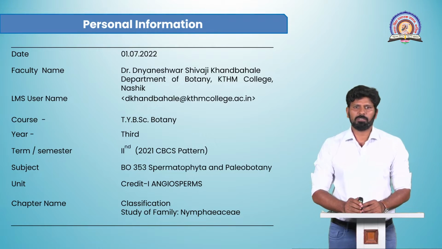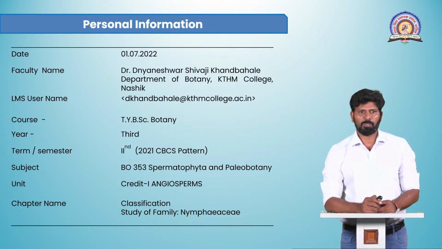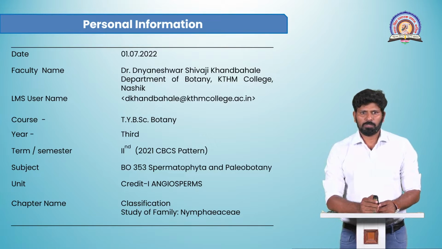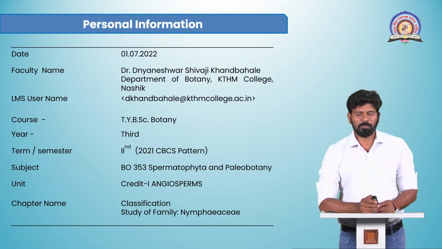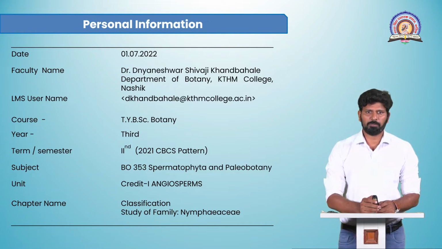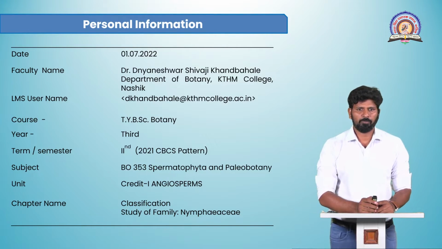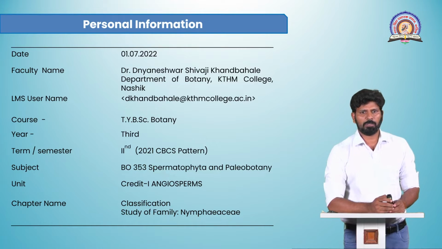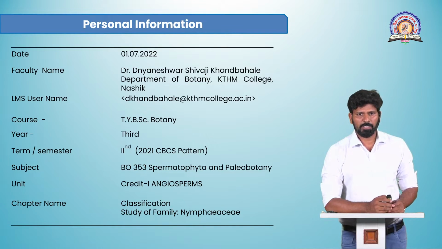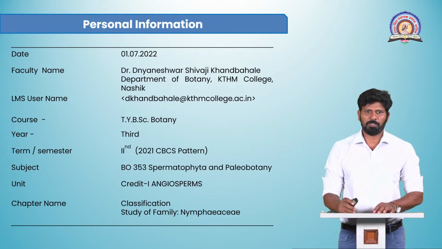Our course is TY Botany, and this is our third year. This term is the second term, and we know that we have a CBCS pattern, that is, the choice-based credit system. Our subject is Spermatophyta and Paleobotany, and the code number is BO353, BO for botany. This topic is from Credit First, and it is dedicated to angiosperms, and the chapter name is Classification.